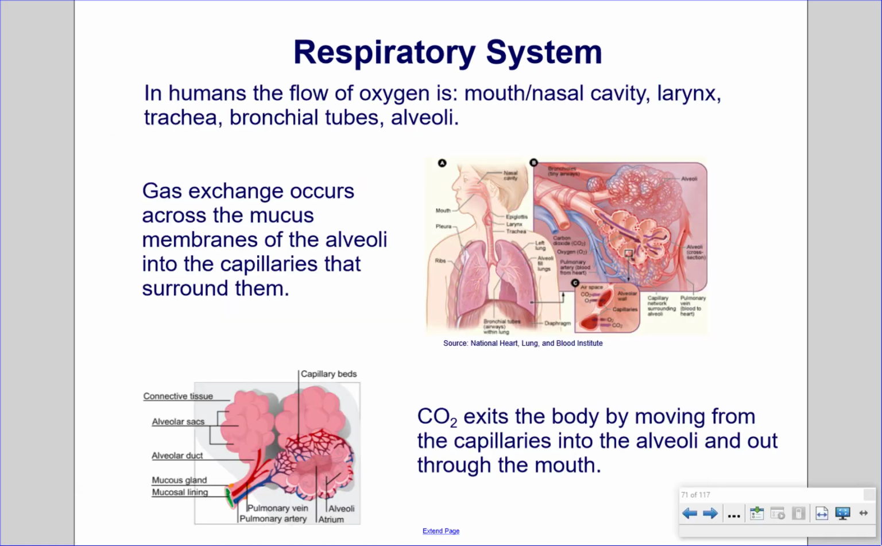Respiratory system. In humans, the flow of oxygen is the mouth, nasal cavity, larynx, trachea, bronchial tubes, and alveoli. Gas exchange occurs across the mucous membranes of the alveoli into the capillaries that surround them. CO2 exits the body by moving from the capillaries into the alveoli and out through the mouth.